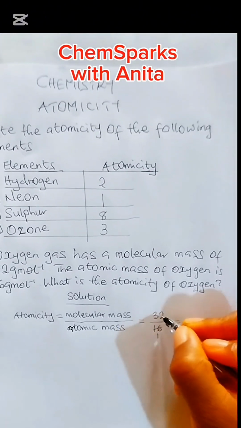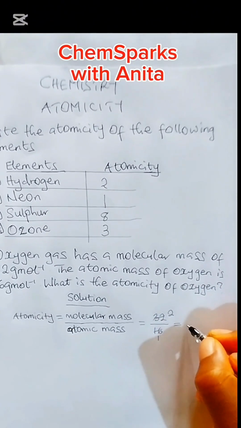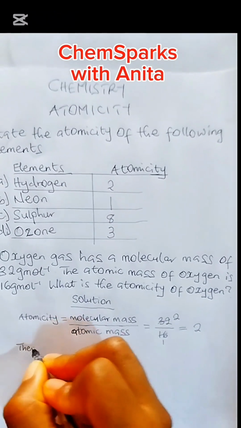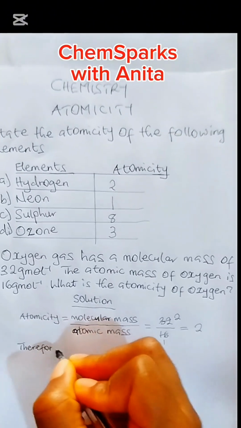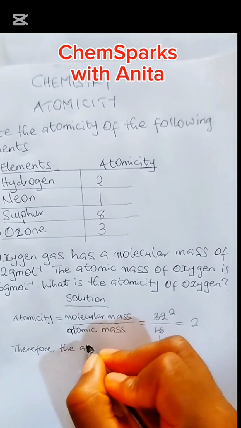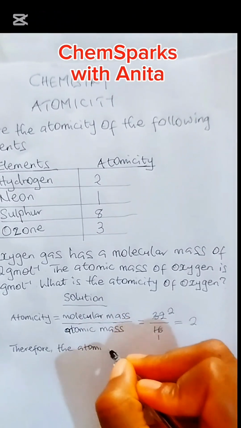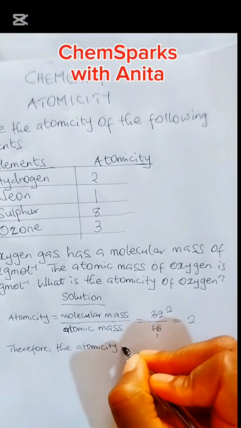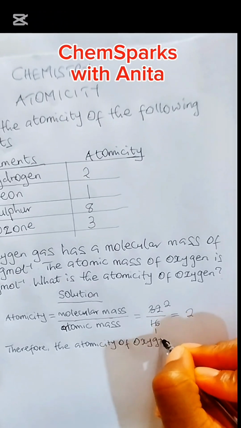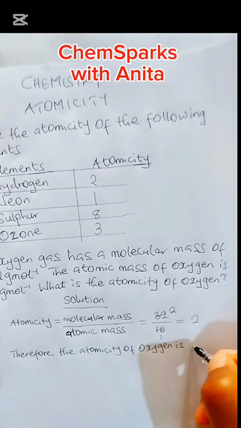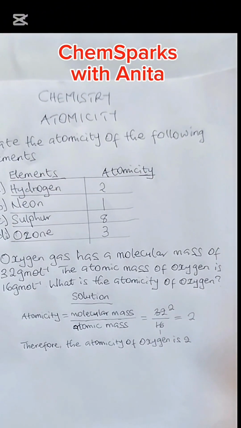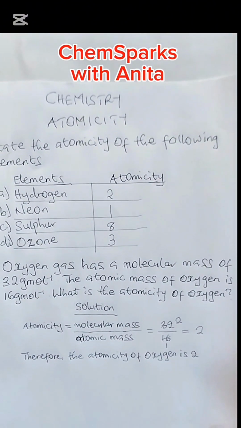16 into 1 is 1, and 16 into 32 is what? 2. So the answer is what? 2. Therefore, the atomicity of oxygen is 2. Okay, so from what we did here, the atomicity of oxygen is 2.